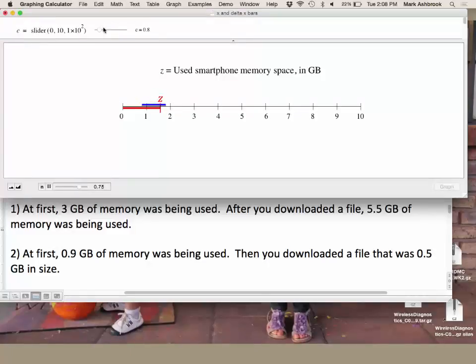Okay, next one, number three. At first, there's 0.3. Then you downloaded a file, and after you downloaded a file, there was 1.2 gigs of memory being used. There we go.